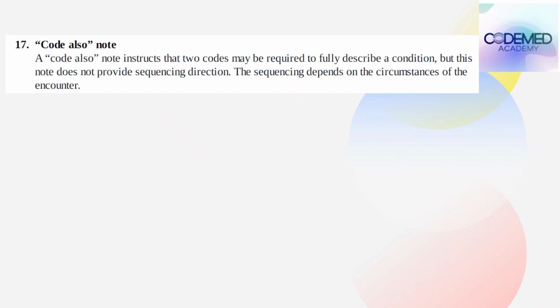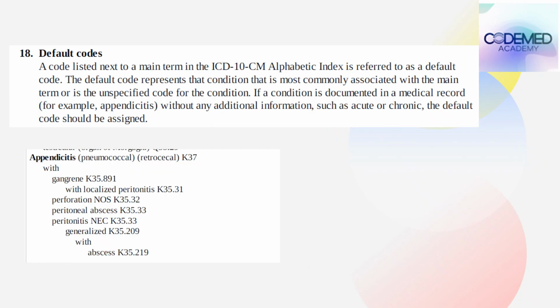Then this is the code also. The code also note instructs that two codes may be required to fully describe the condition, but this note does not provide a sequencing direction. So code also is just telling you that there are two codes, but it doesn't tell which code to come first. Now the last but important convention is the default code. A code listed next to the main term in the ICD-10-CM alphabetical index is referred to as the default code. So for appendicitis, which is a main term, the default code is K37.